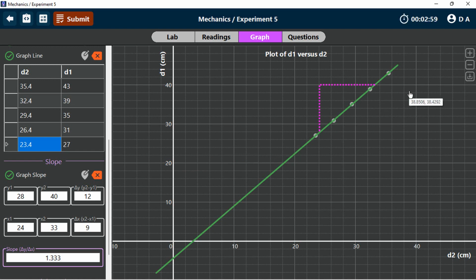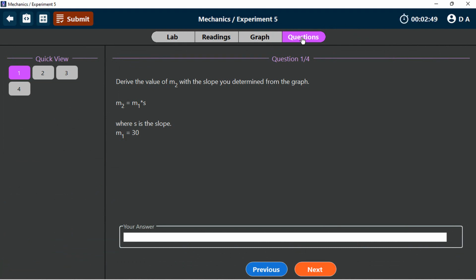Note that this software allows you to plot the graph by yourself. It walks you through the entire graphing process, so you learn a lot. Now let's talk about the question section. WAEC is going to give you some questions after plotting. They may ask you to determine the value of M2.